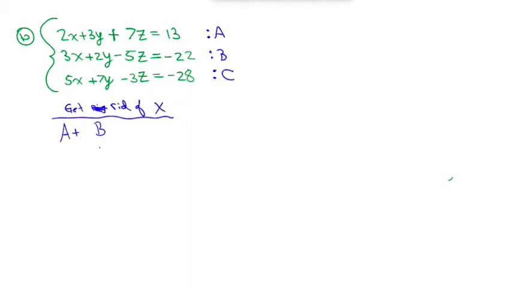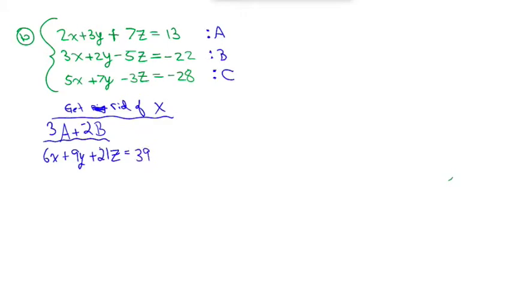Now I'm leaving spaces in front so I can choose the numbers to multiply by. So if I'm getting rid of x in the top two equations, A and B, what do I multiply the top one by? What do I multiply the bottom one by? 3, -2. That'll do it because it'll be 3 times 2x, which will give you 6x, and -2 times 3x, which will give you -6x. And when you add them together, they go poof. All right, so 3 times A: 6x plus 9y plus 21z is equal to 39.